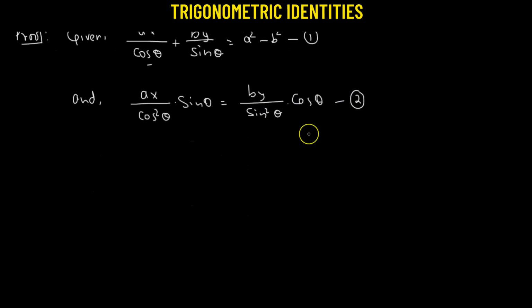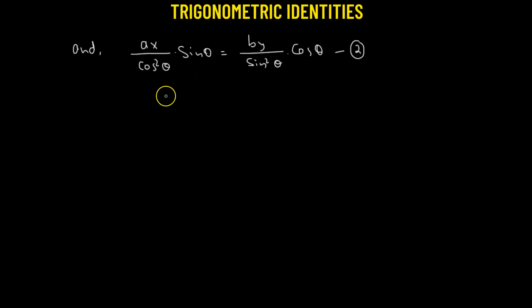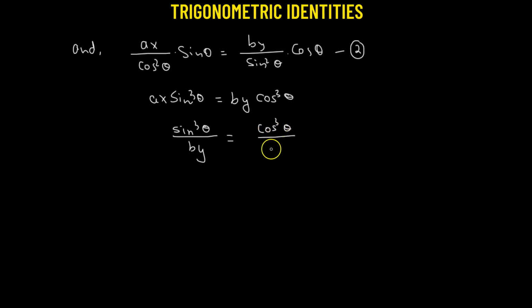So let's begin. Starting with equation number 2, we'll cross multiply it. We get ax times sine cubed theta equals by times cosine cubed theta. We will rewrite this equation as sine cubed theta divided by by equals cosine cubed theta divided by ax. Now let's raise each side to a power.